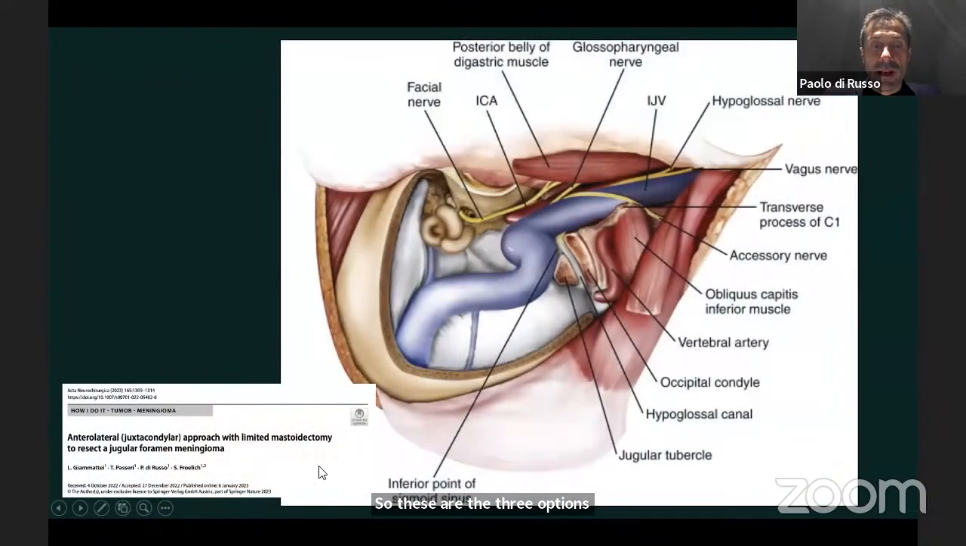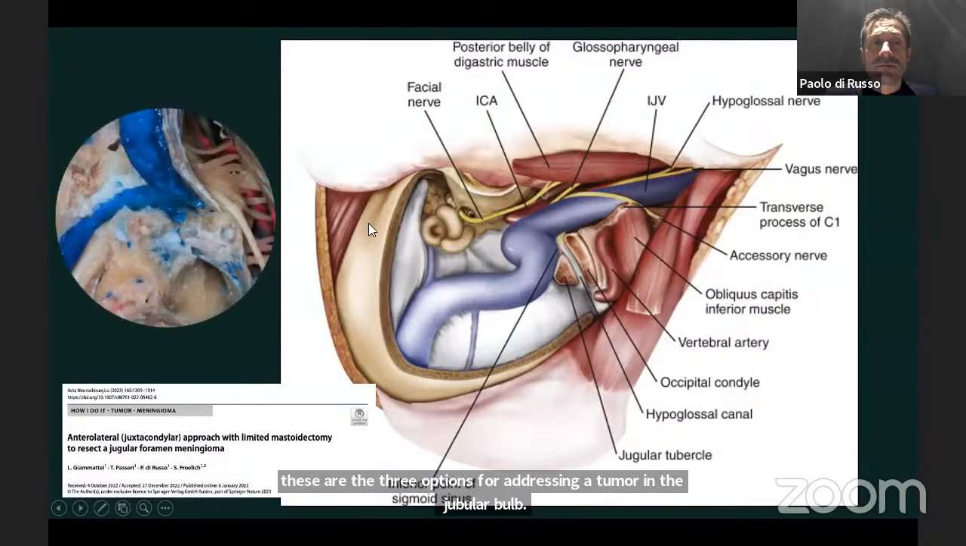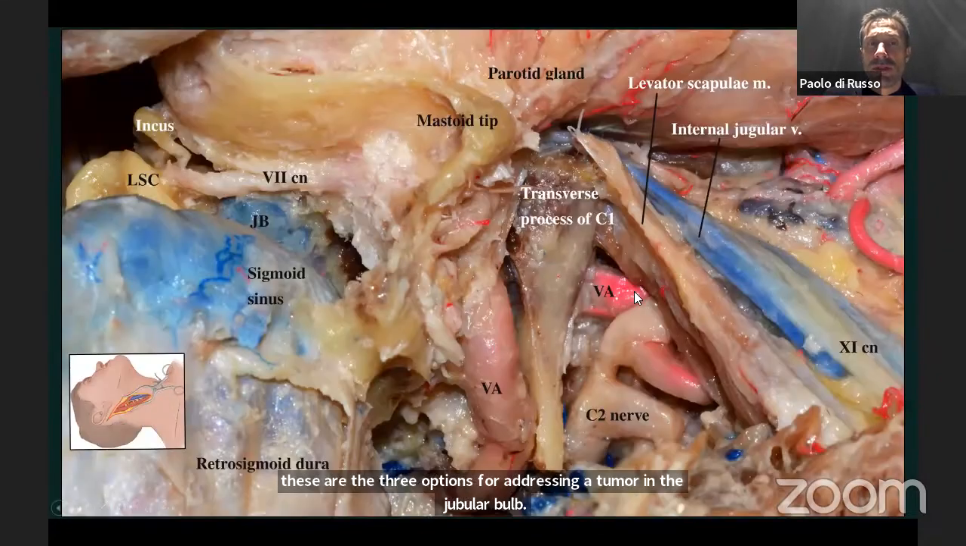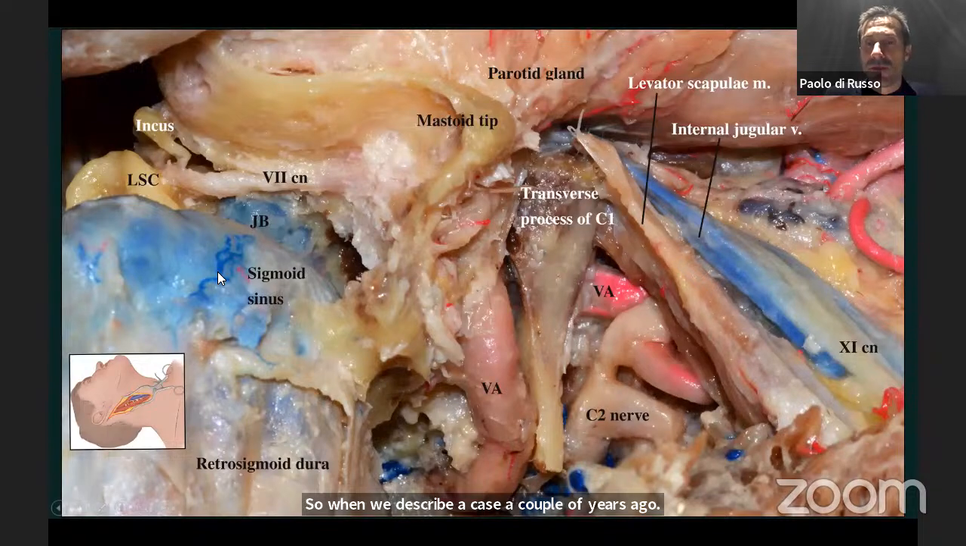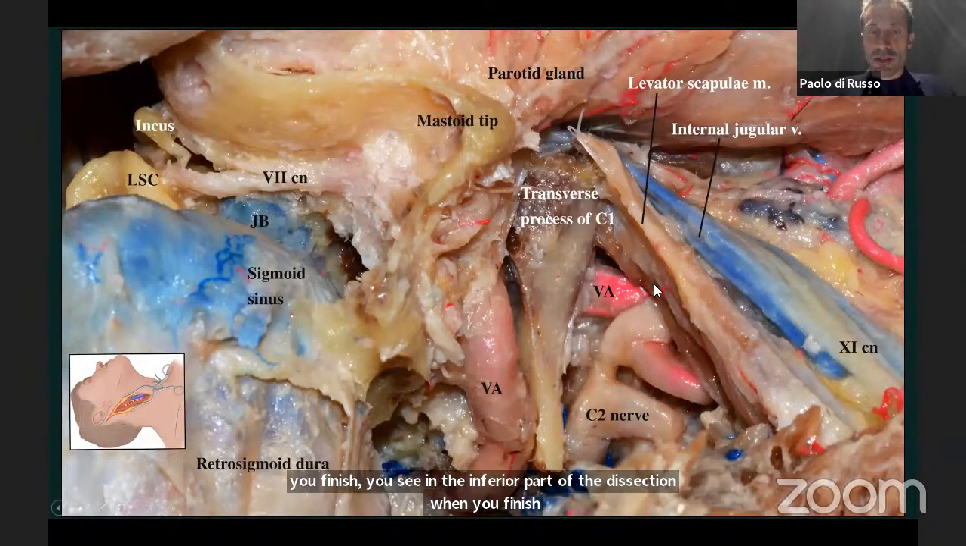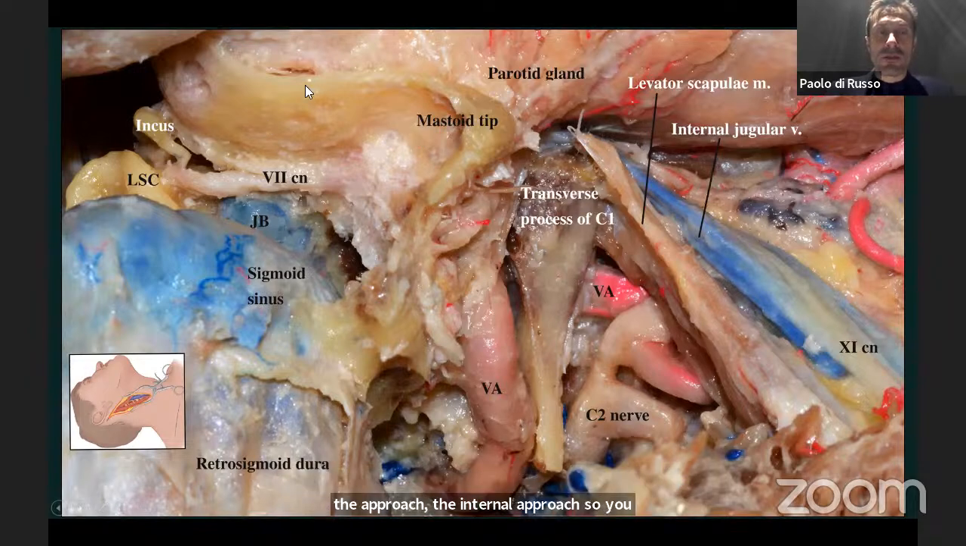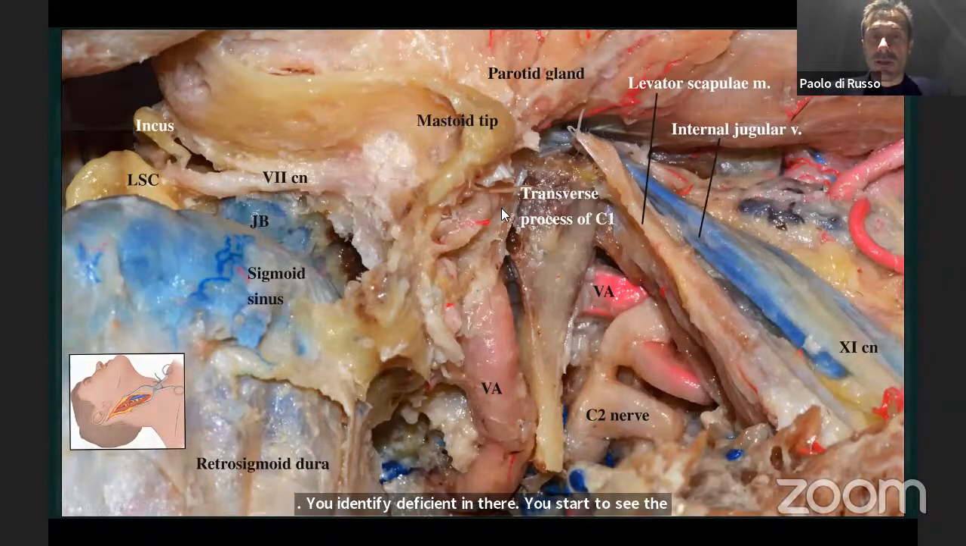So we described a case a couple of years ago, Mr. Frolich. So this is a step-by-step dissection. Once you finish, you see in the inferior part of the dissection, when you finish the anterolateral approach, you can go to the mastoid here. The mastoidectomy is already almost done. You identify the facial nerve there. You start to see the jugular bulb. And you want to connect the intracranial and extracranial compartments.